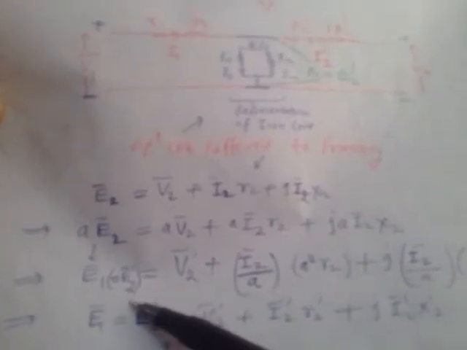Or you can say you simply multiply this whole equation by turn ratio A. So A multiplied on the left hand side, A multiplied on the right hand side. So A times E2 is basically E2 dash, right? E2 dash is equal to A times E2, so that is equal to E1, right, is equal to V2 dash plus I2 by A.